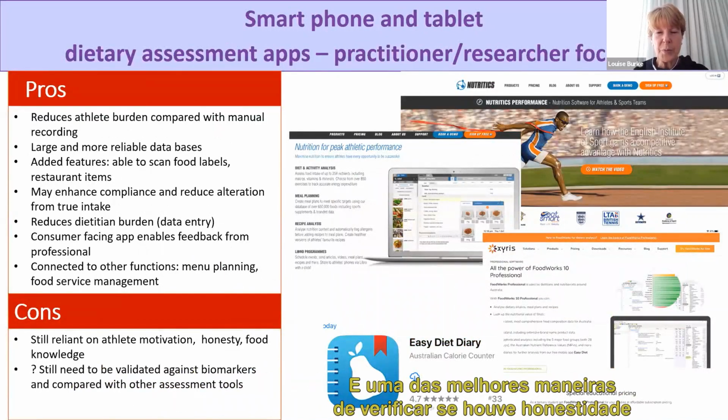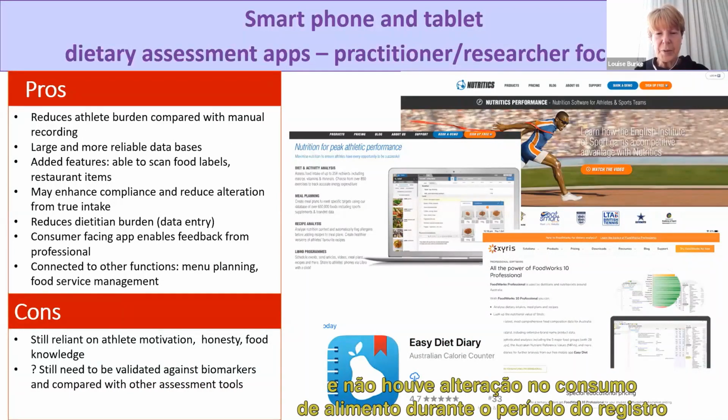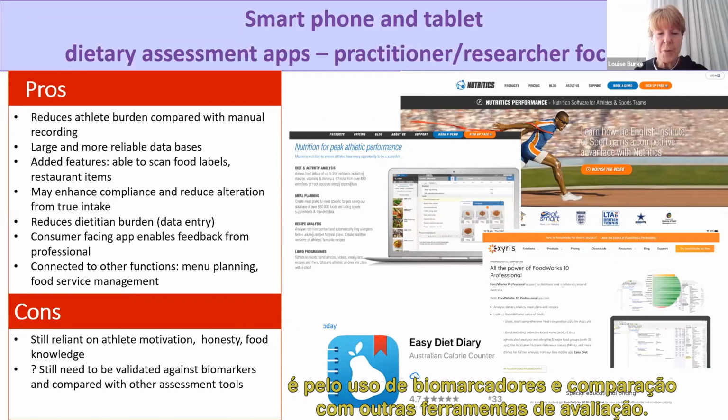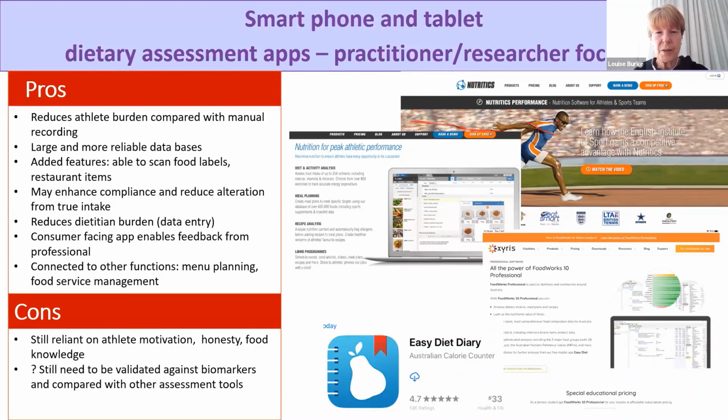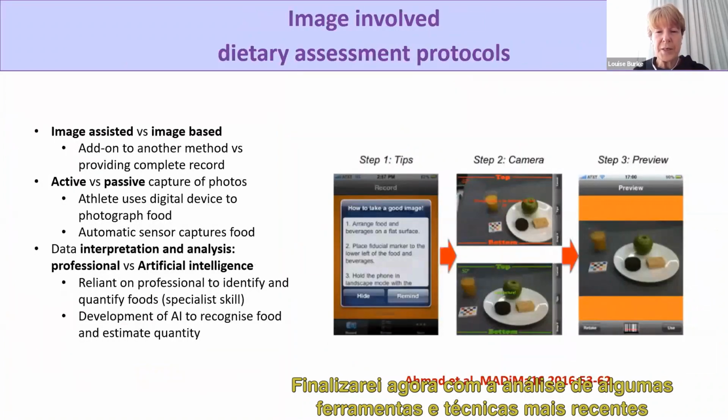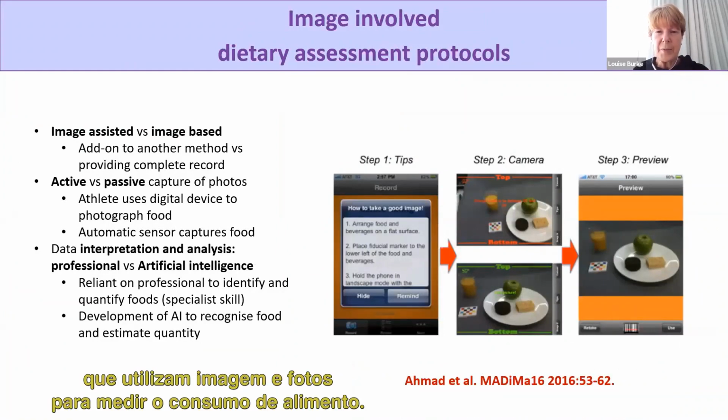And one of the best ways to check whether this honesty and ability to not change their food intake during the period of recording occurred is to use some biomarkers or to cross-check with some other assessment tools. We'll just finish off now by looking at some of these really new tools and techniques that are involving the use of images or photos to measure food intake.